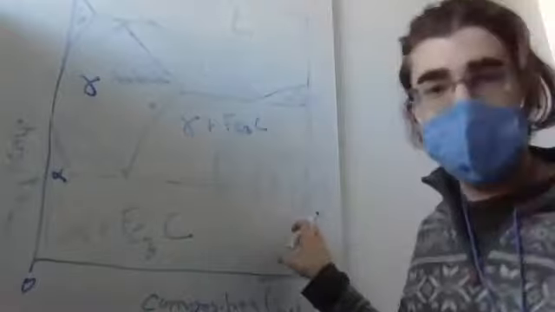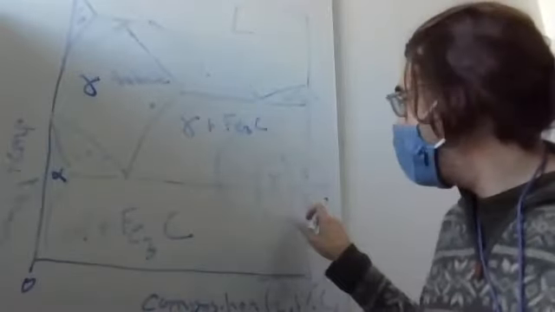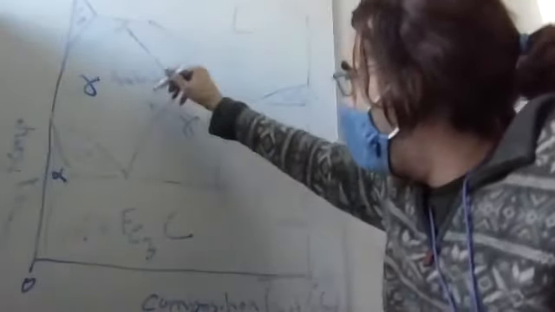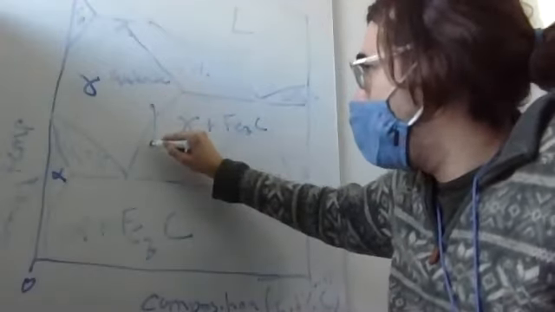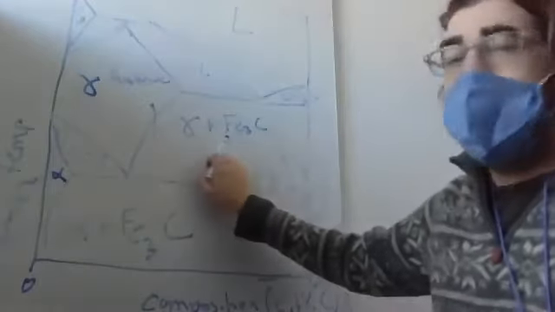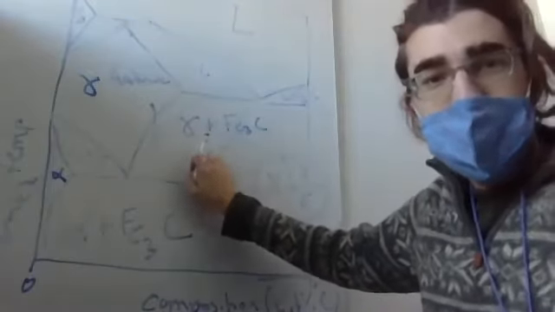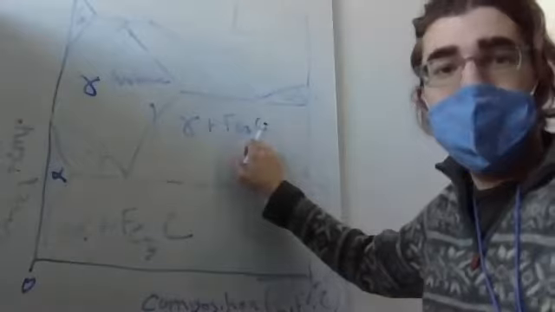This is our starting structure here. We have the austenite phase. And we're going to cool our sample. And now we're in this region, this domain here, where we have austenite plus ferrite, right? This austenite plus ferrite phase.